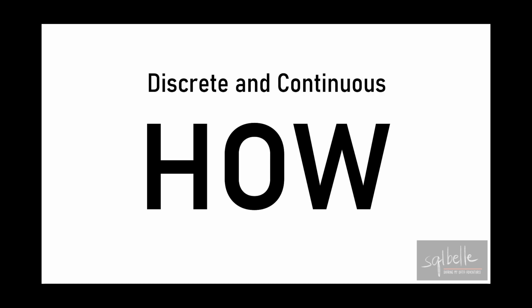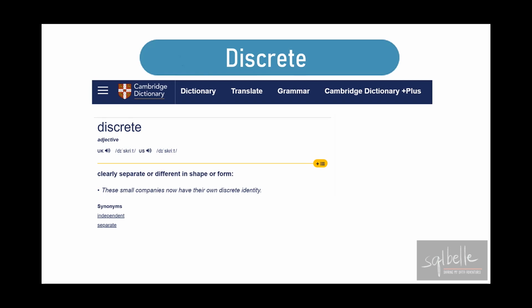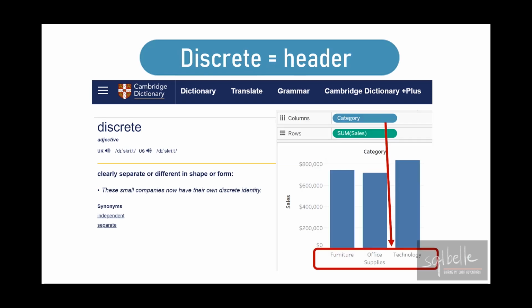Let's move on to discrete and continuous. Discrete and continuous is about the how you want to display this data in Tableau or in your charts. By definition, discrete means separate, distinct, and individual. Discrete in Tableau is manifested as a blue pill. And this blue pill creates headers. They slice up your data.